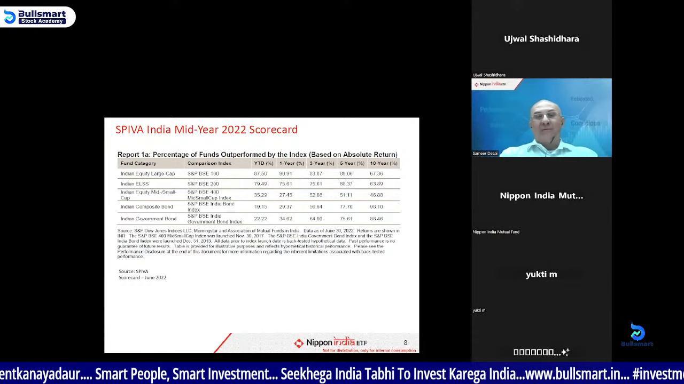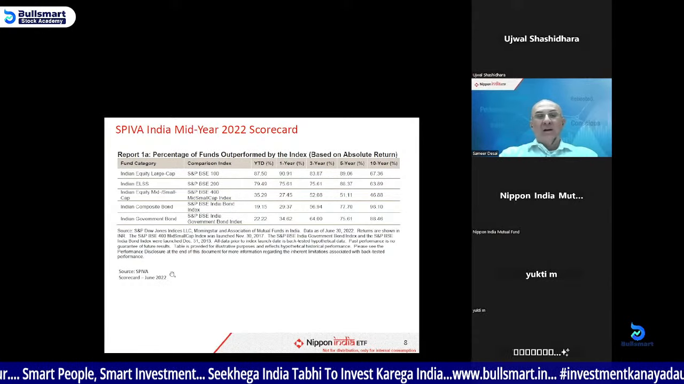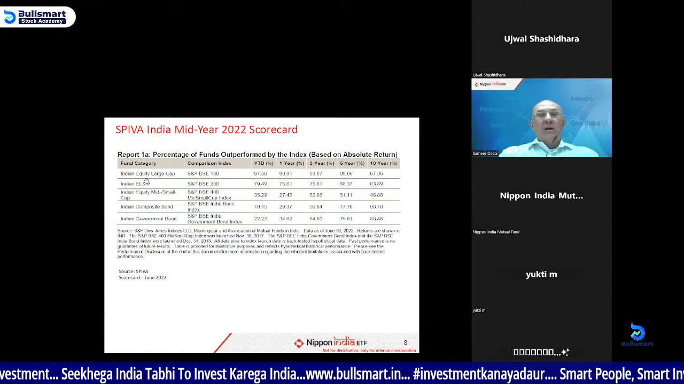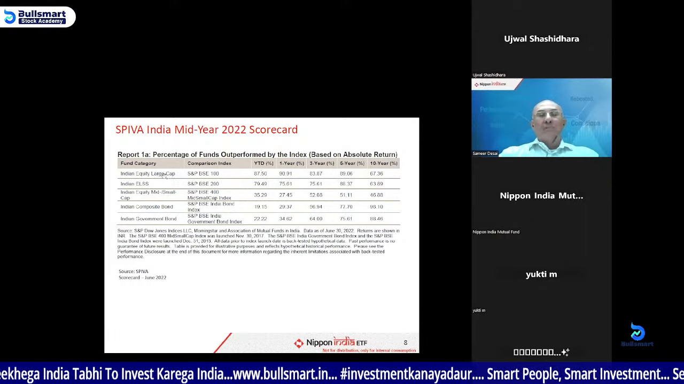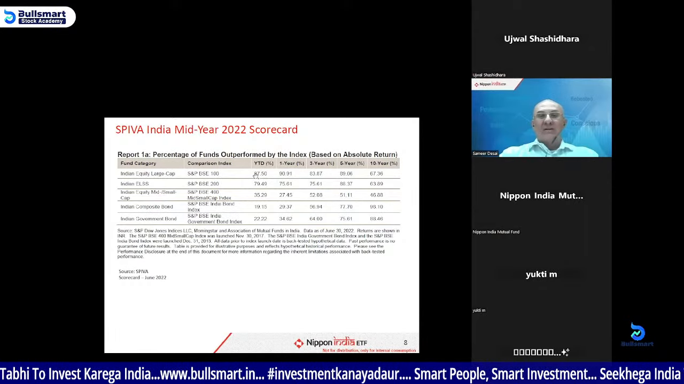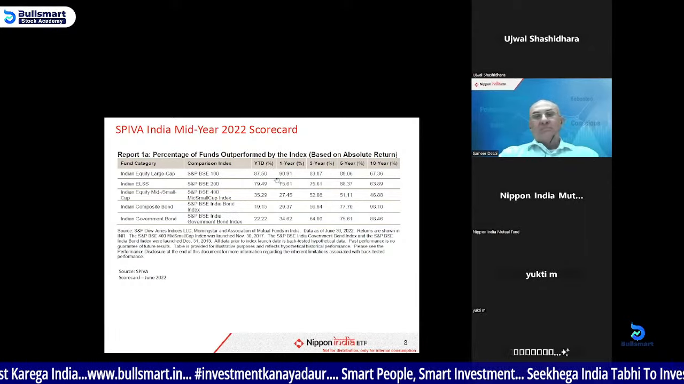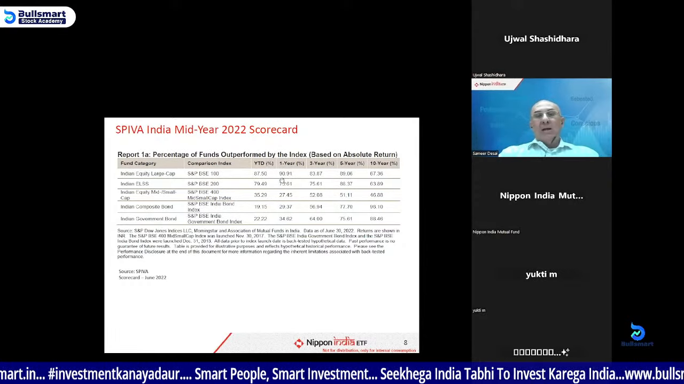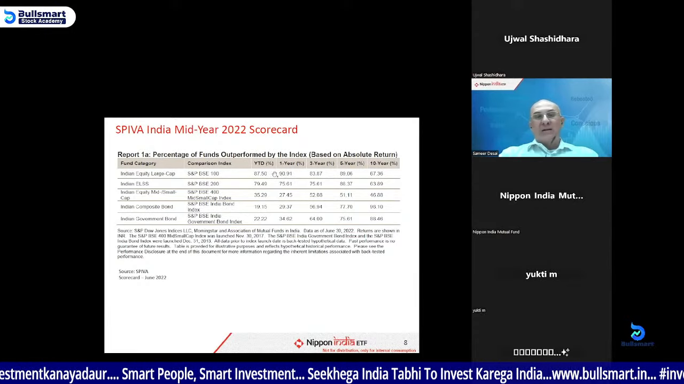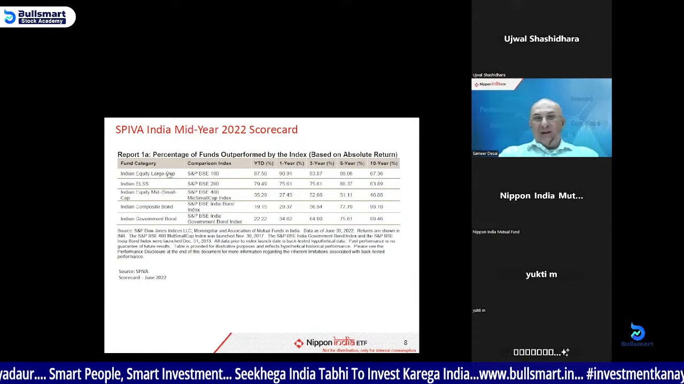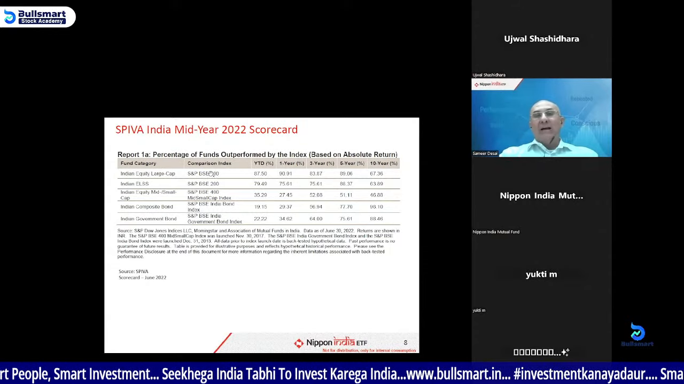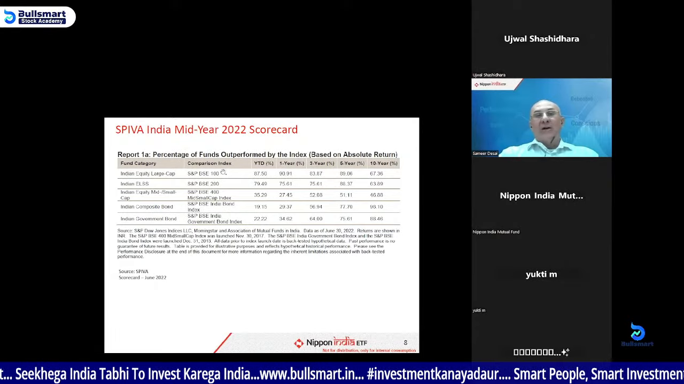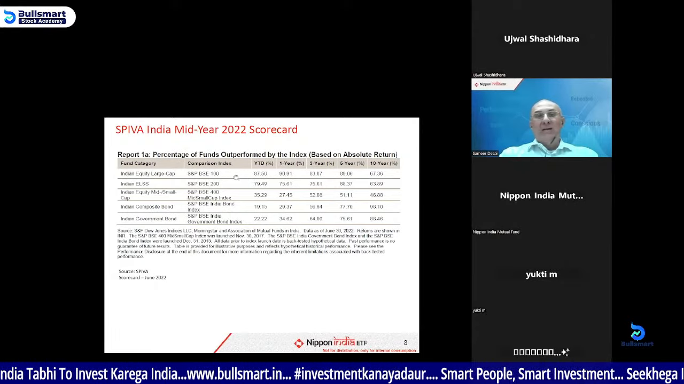So this is the latest data for India for a time period ended June 2022. If I take the first row here, the Indian large cap mutual fund managers, the alpha fund managers, and I take this number for a 1 year time period ended June 2022, 90.91% of fund managers underperform the large cap index. Essentially, a large majority of large cap fund managers have given a return less than the index.